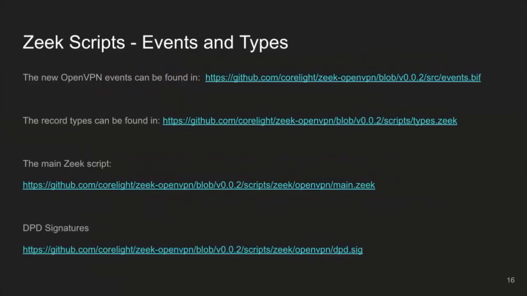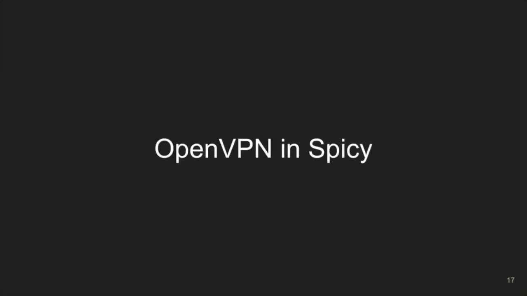And then if you go on the Zeek side of things, you've got events, you've got record types for going in and out of events, you've got Zeek scripts, and you have a DPD signature. So already, without clicking into any of these files, you can see we're talking about a lot of logic. So let's talk about Spicy in depth.